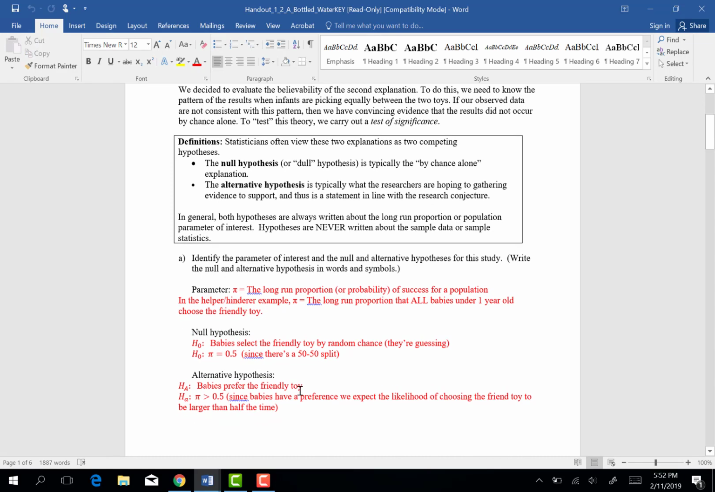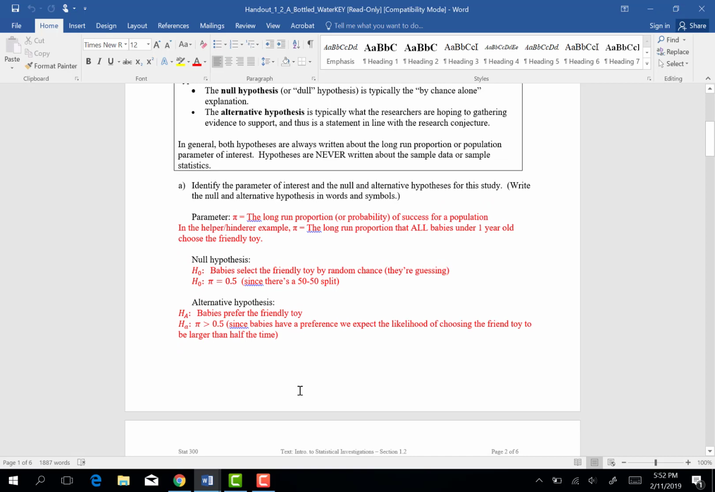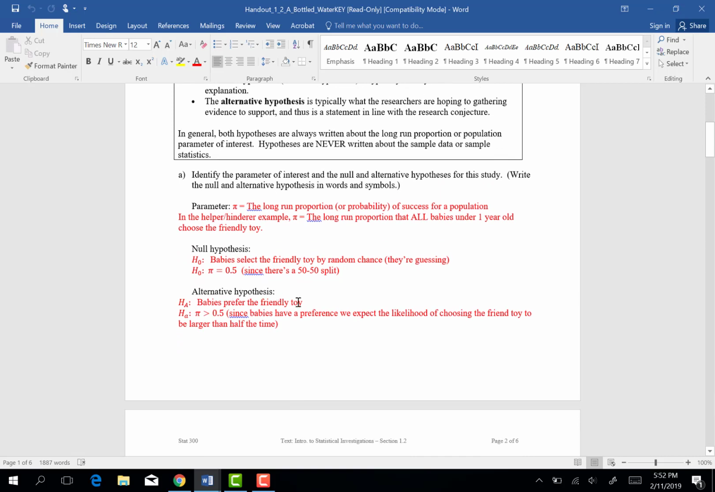And the alternative hypothesis is usually the theory. So babies prefer the friendly toy. And we said since babies have a preference, we expect the likelihood of choosing the friendly toy to be larger than 1 out of 2, larger than half the time. So pi is greater than 0.5 there.